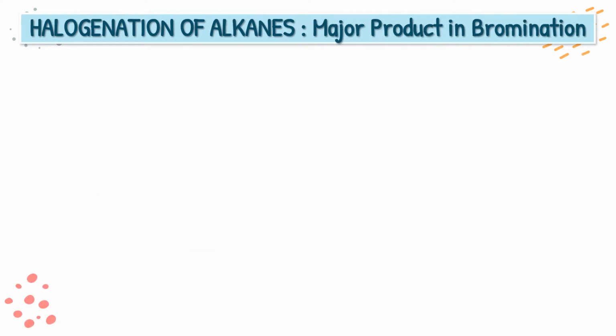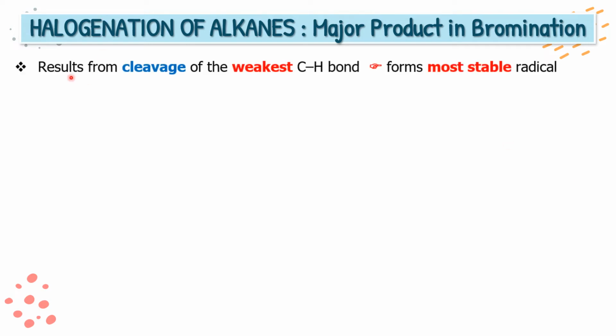Okay, sekarang kita tengok halogenation of alkane, major product in bromination. Bromination dekat sini maksudnya kita react dengan Br2. So, the result from the cleavage of the weakest CH bond will form the most stable radical. Apa maksud dia dekat sini?